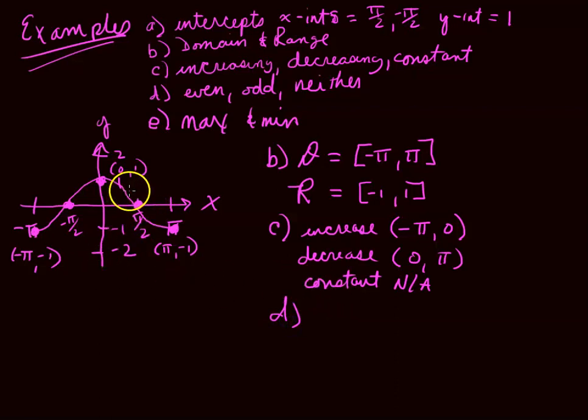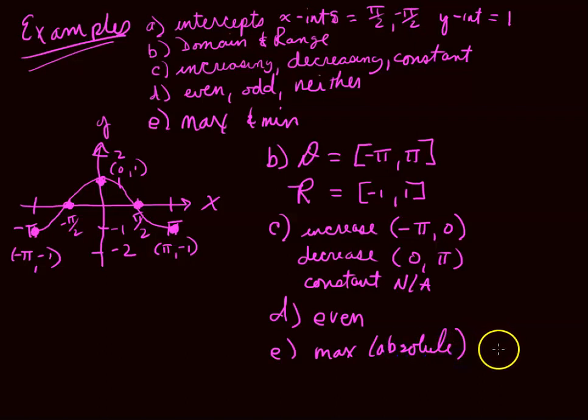Well, let's see. It has symmetry with respect to the y-axis. That's like x squared. That's even. E, are there any maximums or minimums? See, there is a maximum. Is it absolute? It is. At the point 0, 1.